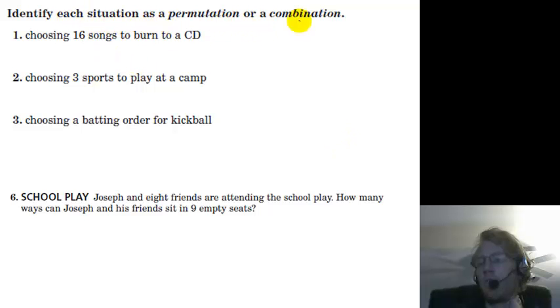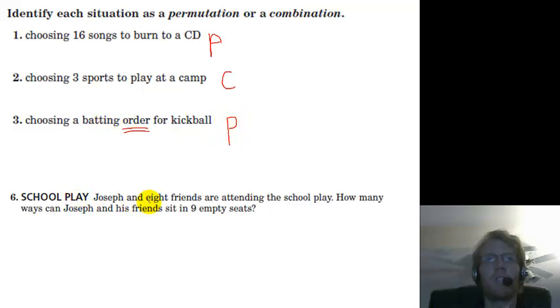Identify as a permutation or combination. So if you're putting 16 songs onto a CD, then the order matters, so this is a permutation. Choosing 3 sports to play at a camp, the order does not matter, you're just picking a group of 3 total sports to play, so this is combinations. Choosing a batting order for kickball, I mean the word order is right there in the problem, so that's an indicator that when you're putting things in order, then it's going to be a permutation.